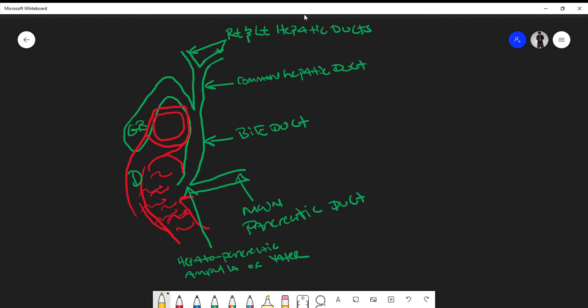Now, normally, bile is produced in the liver. So bile is produced in the liver and stored in the gallbladder. These are my left and right hepatic ducts from the liver. So bile produced from the liver comes all the way down to my common hepatic duct, and then it can just squirt up into the gallbladder for storage.